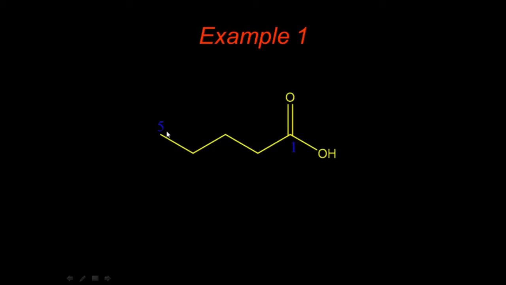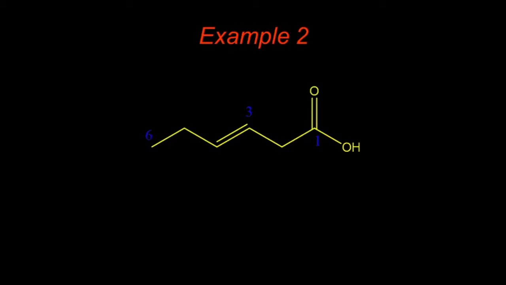The name of the parent chain with 5 carbon atoms is pent. There is no pi bond between carbon atoms, so it is a saturated carboxylic acid, and that's why we will use the suffix an. Then we put oic and the word acid, so the full name of this structure will be pentanoic acid.